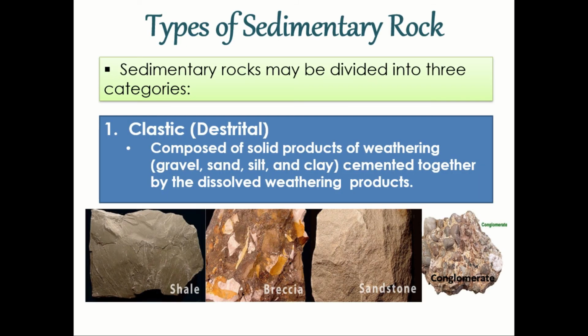Sedimentary rocks may be divided into three categories. First, we have clastic or detrital. It is composed of solid products of weathering. Gravel, sand, silt, and clay are cemented together by dissolved weathering products, forming these clastic sedimentary rocks.